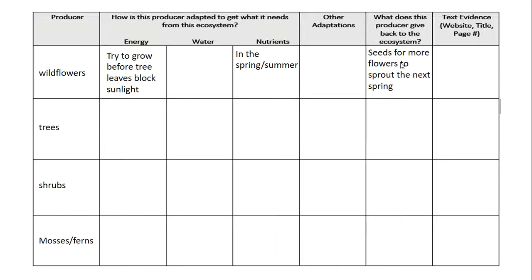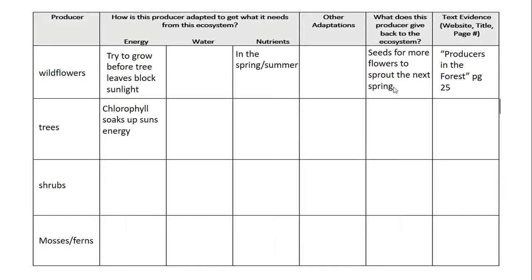So we learned that in the bottom paragraph talking about annuals and perennials. So what they give back to the environment, these wildflowers, they leave seeds behind so the next batch can grow. So all this came from Producers in the Forest, page 25.